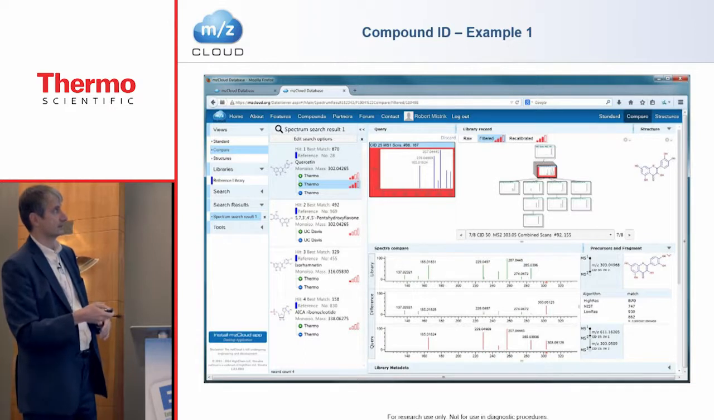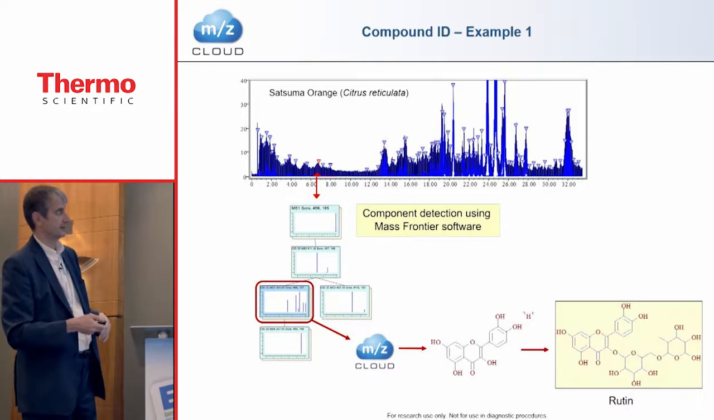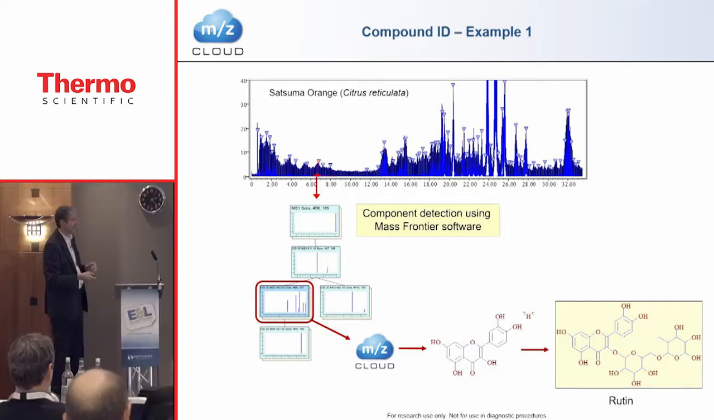And this is actually the substructure. So we have the substructure. And then we get this rutin, which may be a problem, because this is exactly the case I was talking about, this dark matter. But at least from a total unknown, we have some substructural information. If we would search the spectrum in a normal spectral database, there would be no hit.